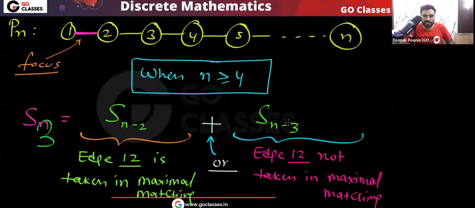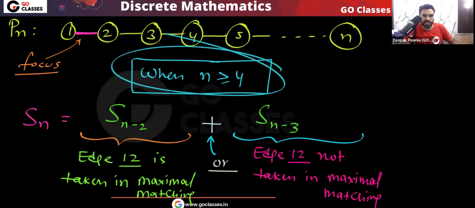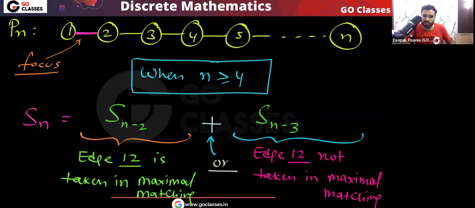What is S0? That is the number of maximal matchings in P0. But we don't have P0. Every graph must have at least one vertex. We have path graph on one vertex, path graph on two vertices, but we don't have path graph on zero vertex. So very simple, this recurrence relation will work for n greater than or equal to 4. If I put n equal to 4, then S4 will be equal to S2 plus S1. We can count S1 manually, we can count S2 manually. Those will be the base cases. I hope you understood.